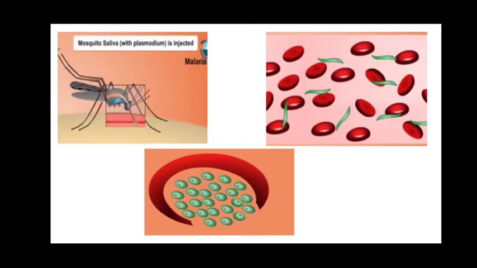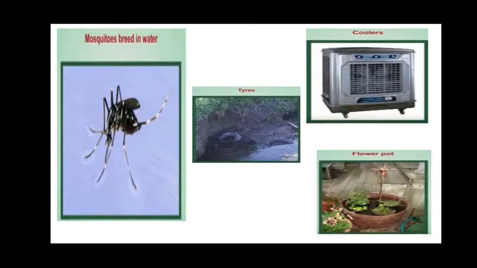The red biconcave cells are nothing but RBC, that is our blood. The pathogens multiply within the blood cells, and this is how the infection starts spreading. It is always said that mosquitoes breed in water, meaning they start growing in water. Hence one should not let water collect anywhere in and around our house, especially in coolers, tires and flower pots. So keeping our environment clean and dry will prevent the growth of mosquitoes.